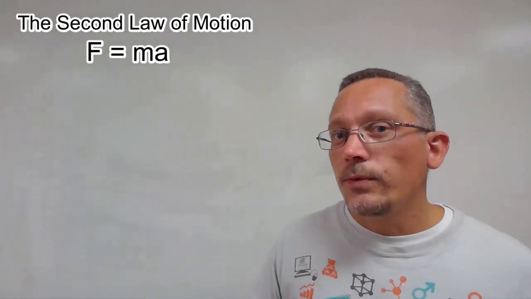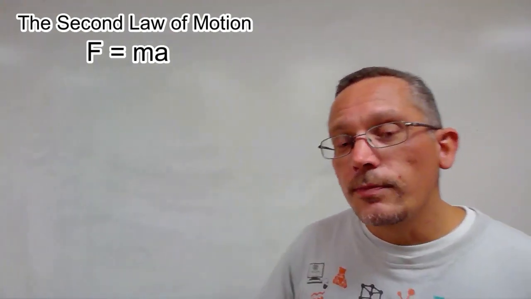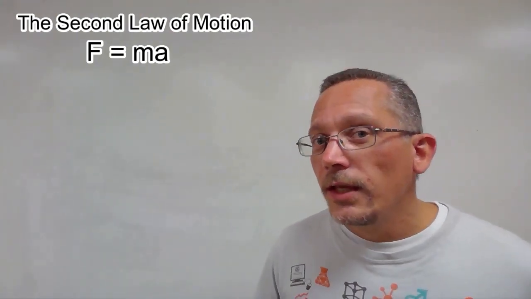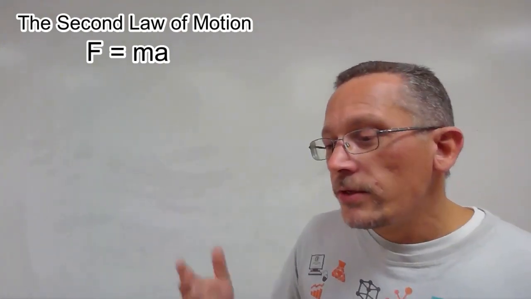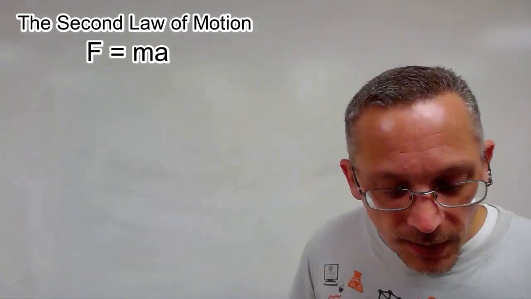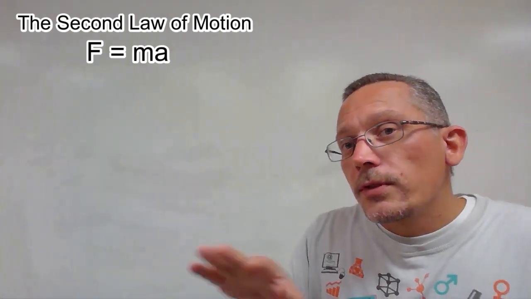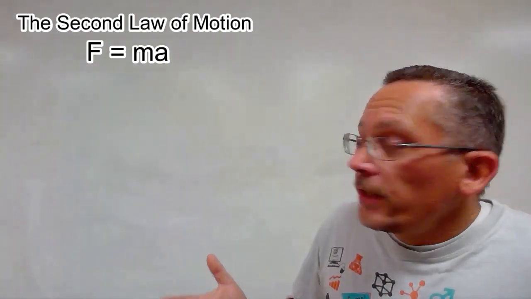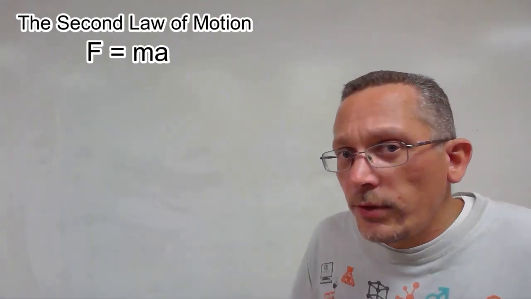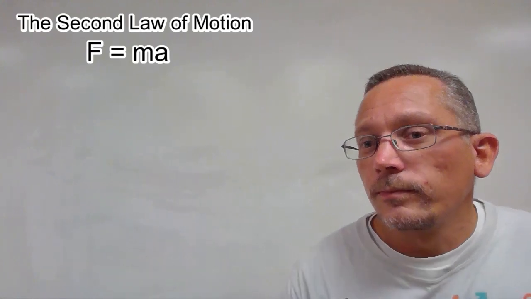And you remember, we mentioned a minute ago, force is measured in newtons, and a newton is the same thing as a kilogram meter per second squared. So all the units work out there very nicely. So the second law of motion, force equals mass times acceleration. And that's an equation that we can use to solve some problems in physics.